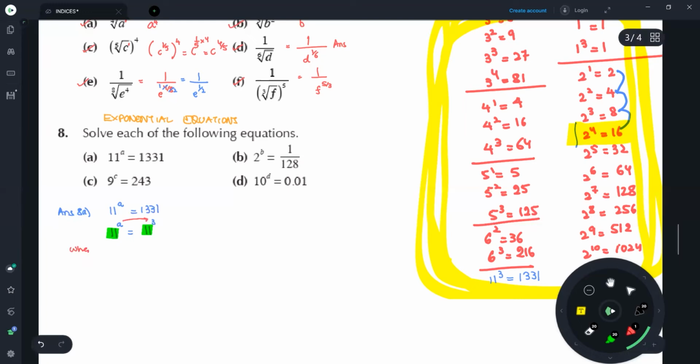So I hope all of you are writing this down. Please write down this pointer in your registers. Write down: only and only when bases are same, the powers can be equalized.